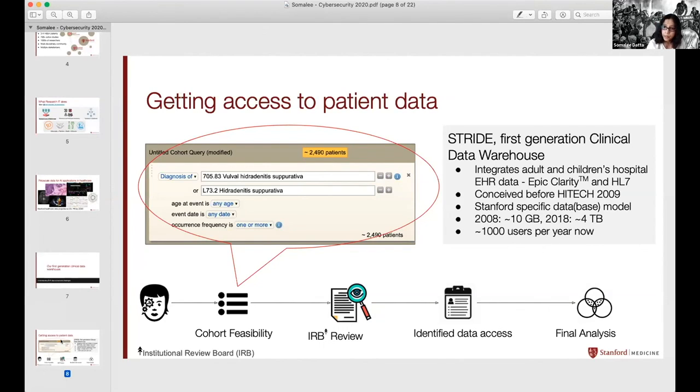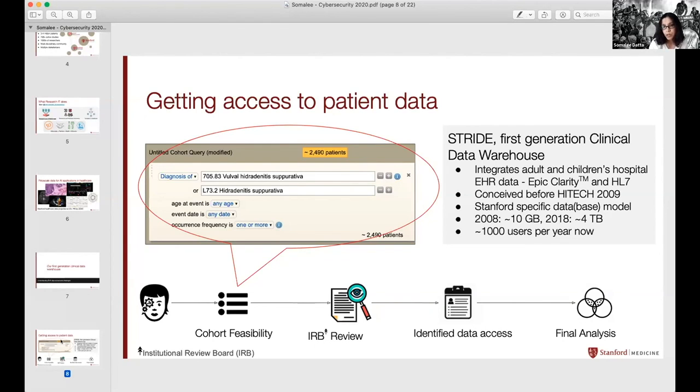Because we started way back then, ahead of when most hospitals even had EHR data, the data model that we picked ended up being very Stanford specific. And as the hospitals changed their EHR systems in time, they went from older systems to the newer system, which is Epic. The data model essentially stayed the same to provide a uniform layer for our researchers and keep them distant from all the changes that were happening in the back end.